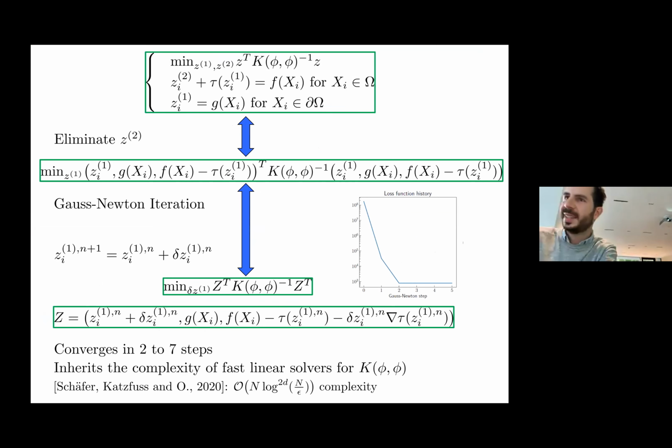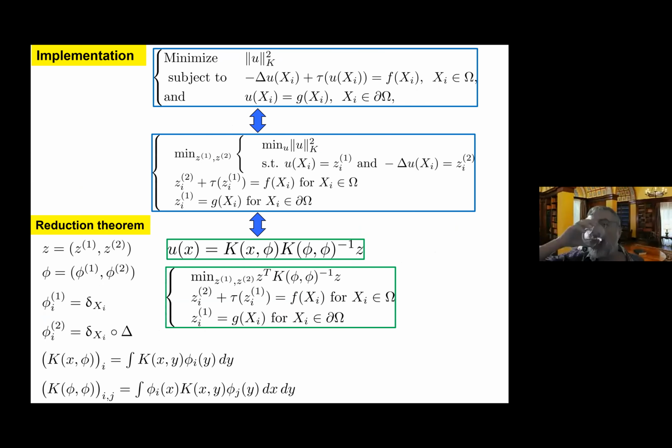Okay, so let me go back to nonlinear PDE. Here, our problem is to turn this infinite dimensional variational problem into a finite dimensional one. The way we're going to do it is by introducing this slack variable z, corresponding to the values of u and of its Laplacian at the collocation points, and then minimizing over u before minimizing over z.